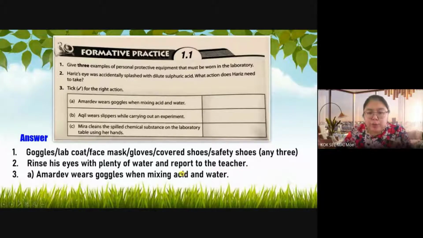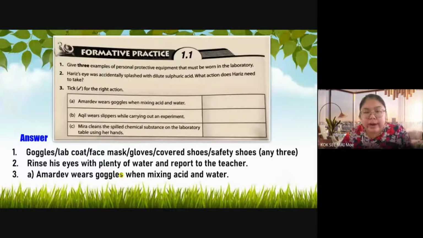Okay, so the word I need is report to teacher. Number 2, rinse his eyes. Okay, where you can mention eye wash station. Important is water to wash your eyes. Okay, you want to mention eye wash station also can. If you don't want to mention eye wash station, important you need to say how you clear your eyes, how to clean your eyes, using what? Okay, using water. And the last one, the first one is correct.